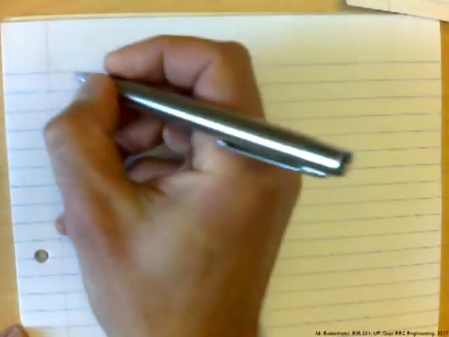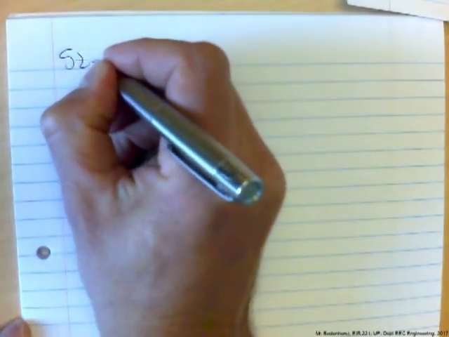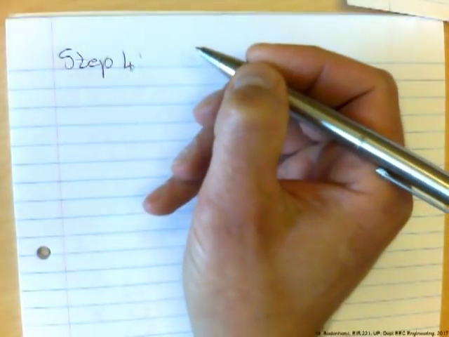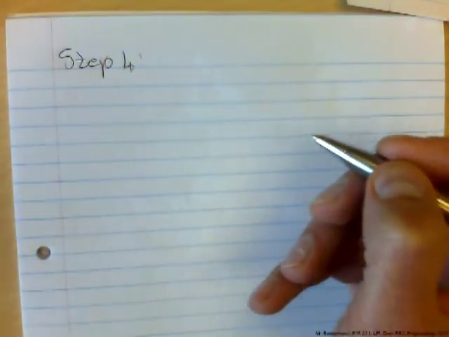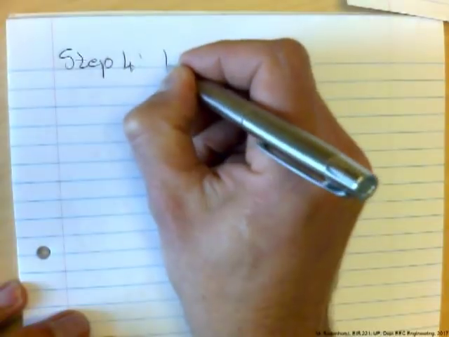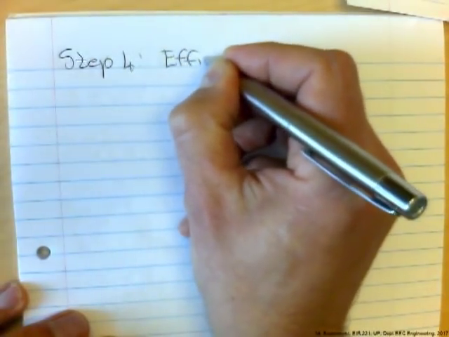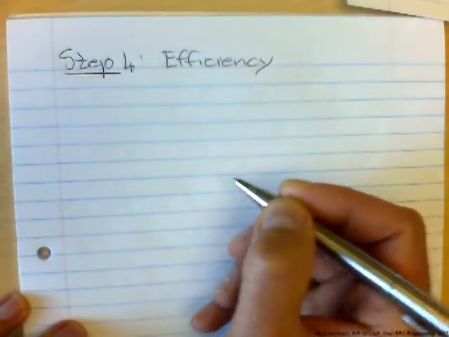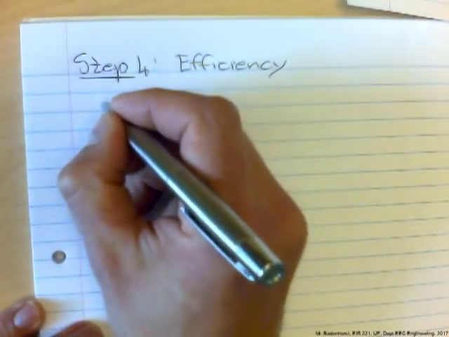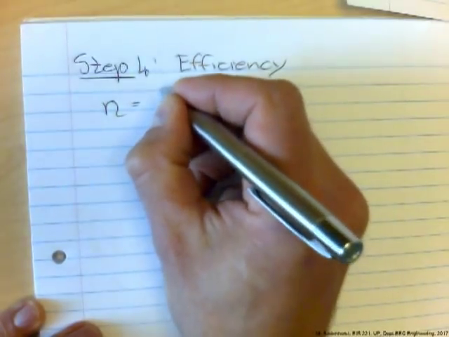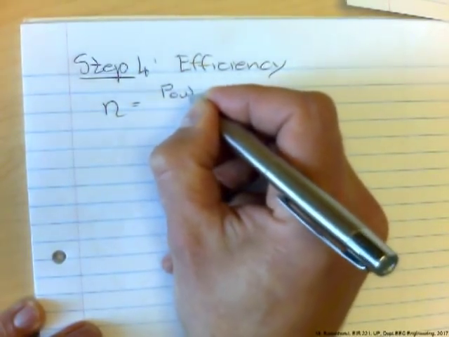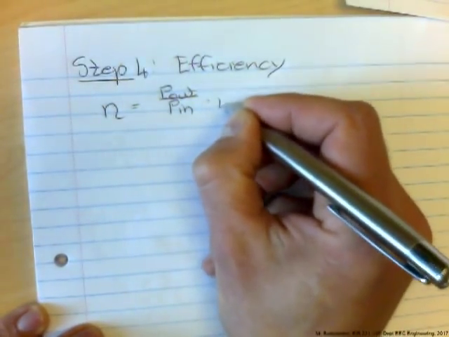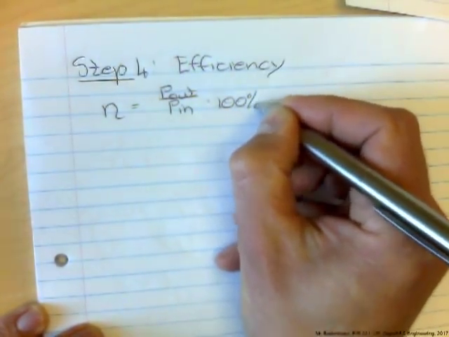So step 4, calculate the efficiency. Alright, so we want efficiency. And what do we need for efficiency? We know that efficiency equals P out over P in times 100%.